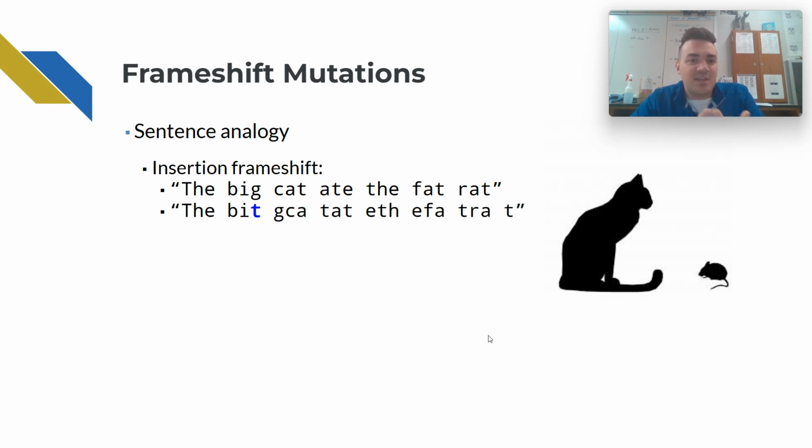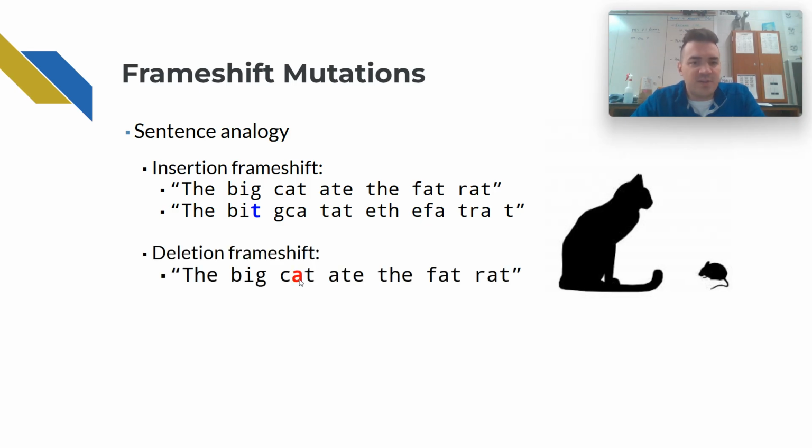And so if we insert a T in the middle of this, the ribosome is just going to keep reading 3 letters at a time: The bit gkt atf fra ta. A bunch of nonsense, right? We can see that every word after the insertion has changed. Likewise, every codon after an insertion frameshift mutation will change as well and will potentially code for a different amino acid. Same thing if we delete, right? So we take out the A here from cat, and we get the big tet hef atarat. Once again, nonsense. Everything after the mutation has changed to something else.